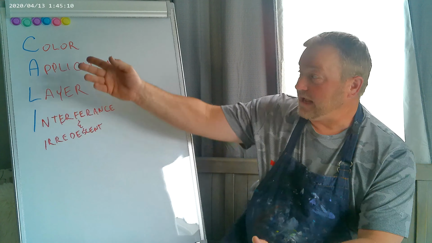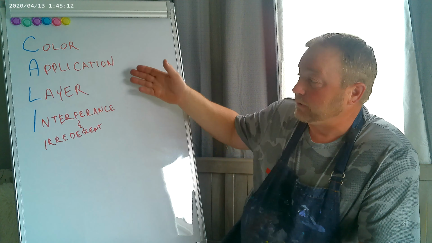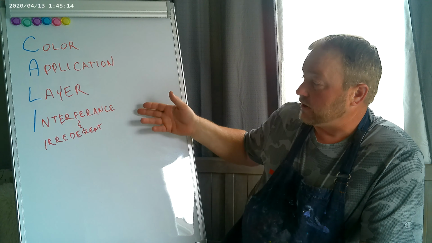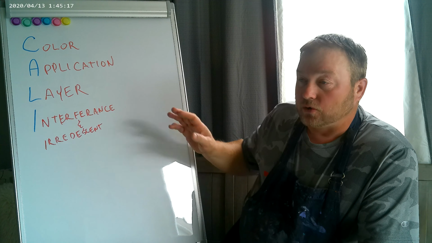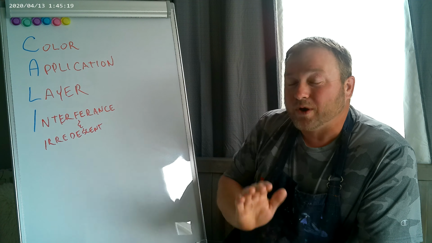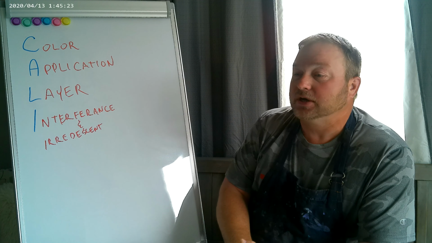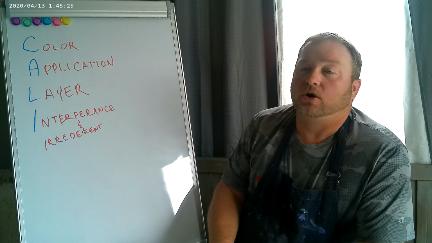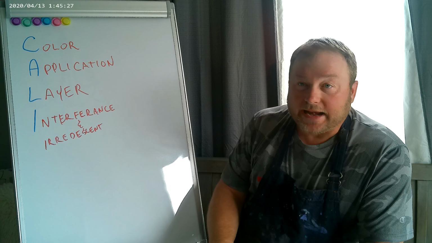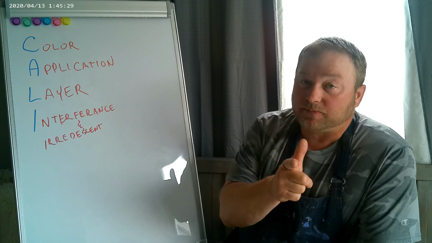Okay, so Cali, there it is. Color, application, layer, interference, and iridescent colors. Those are the things that are going to give you cells without using additives such as silicone, dish soap, alcohol, WD-40, Rain-X, any of those things. That's going to be in my next video.